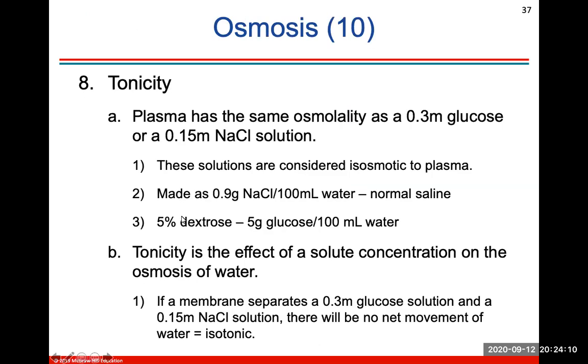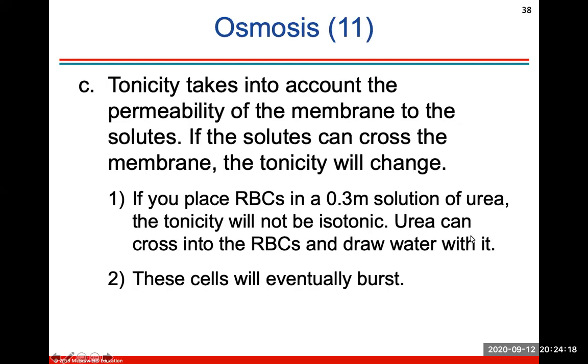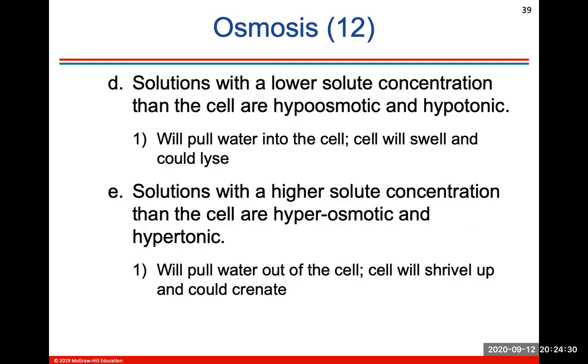We will talk about tonicity though. Tonicity is the effect of a solute concentration on the osmosis of water. So I'm going to move into this area. Tonicity takes into account the permeability of the membrane to the solutes. And if the solutes can cross the membrane, the tonicity will change. And I just want to talk about what hypotonic, hypoosmotic, and hyperosmotic mean.